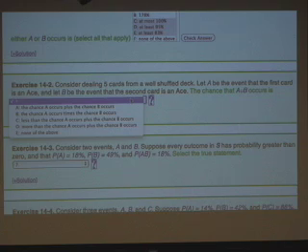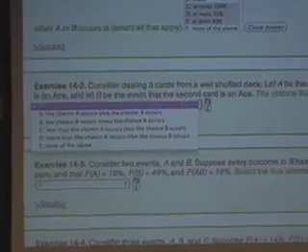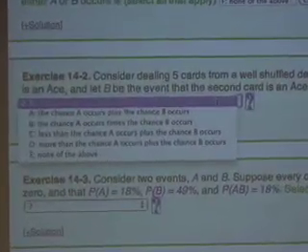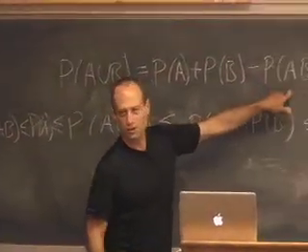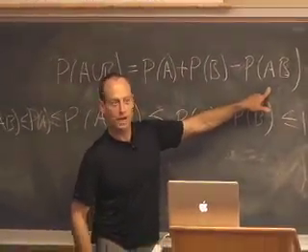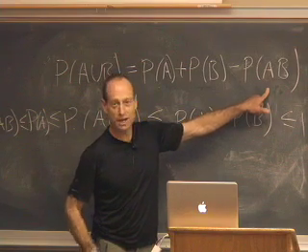Okay, so what are the possible answers here? Is it the chance of A plus the chance of B? Are they disjoint? Can the first card be an ace and the second card be an ace? Yes. Okay, so the chance of their union is not the sum of their chances because they're not disjoint. Right? The chance of their union is the sum of their chances minus the chance of their intersection. Right? They do have an intersection. Right? They're not disjoint.